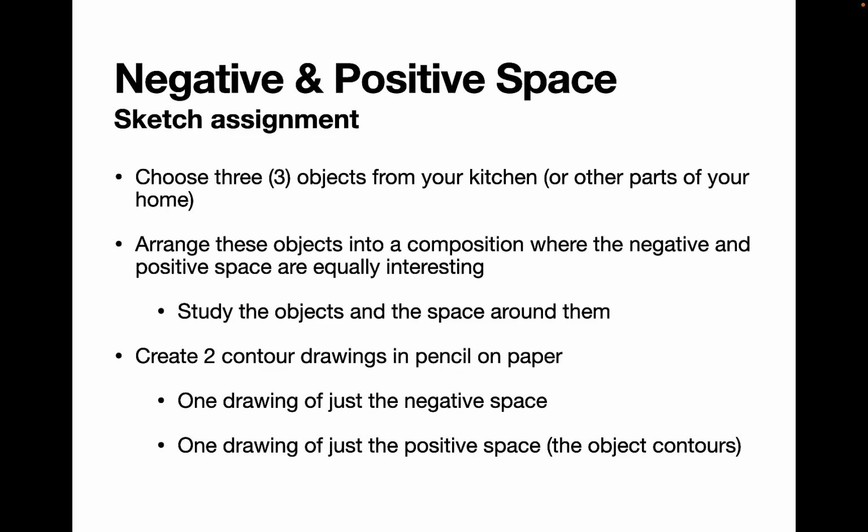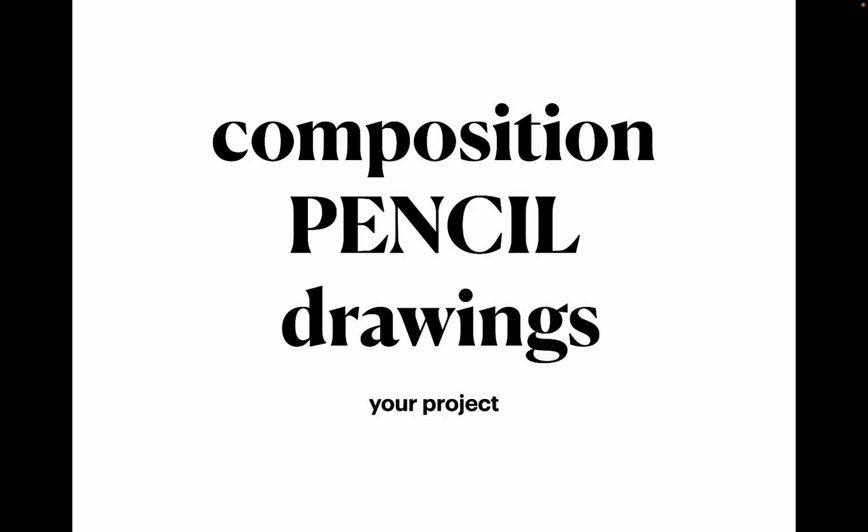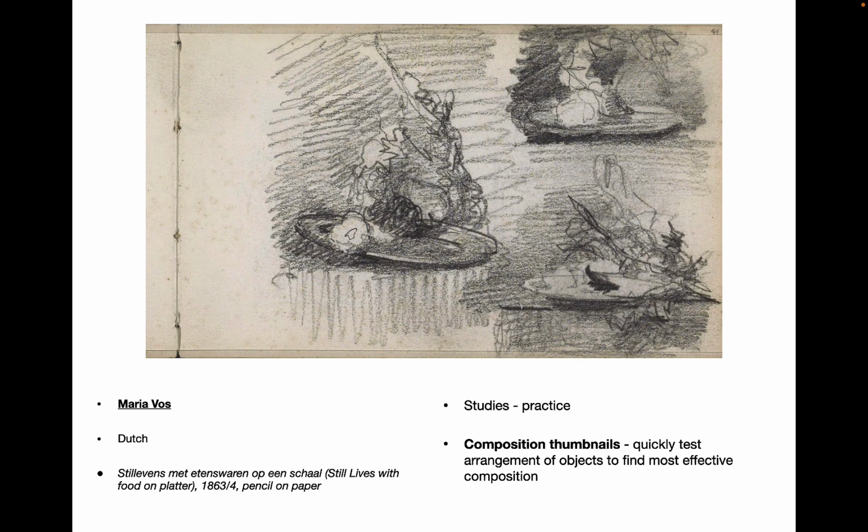But let's talk about what the project is for this week, just so you have it all in your mind. So you're going to do composition pencil drawings for your project. This is an example of, we call them thumbnails, composition thumbnails, and some people call them studies. It's basically quick practice to figure out your composition. Now, you might think you have something great at first and you might not feel like changing it, but you can always rearrange things, move things around. It's always good to try a bunch of different ways to work out your composition.